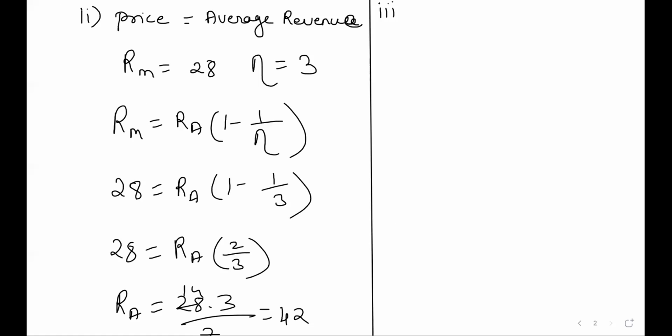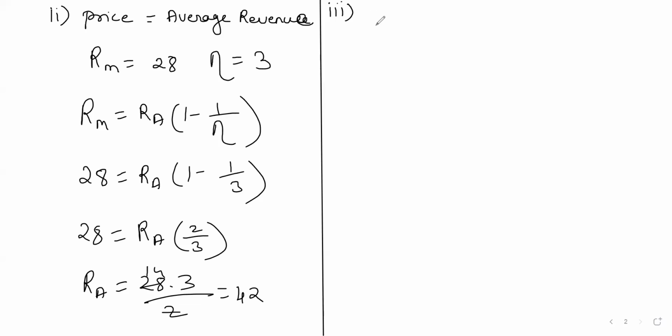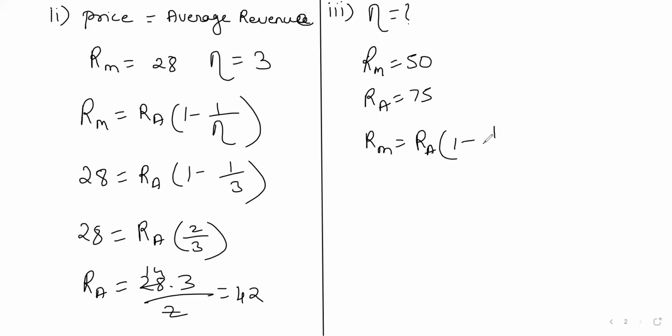The third case is find the elasticity of demand. We want elasticity of demand when marginal revenue is 50 and price, that is average revenue, is 75. Again the same formula, but every time you should write down the formula. It's the relation between average and marginal revenue. So 50 is equal to 75 times (1 minus 1 upon elasticity), which is what we don't know.